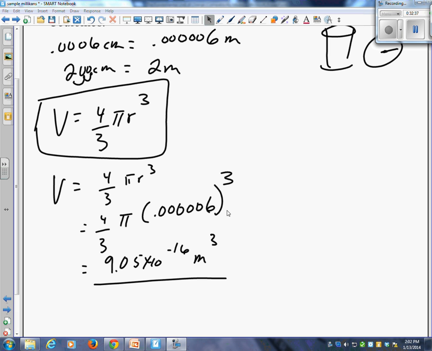Are you the teacher that prefers the pi button over the 3.1? I prefer the pi button. Okay, because other teachers, they make us use 3.1. Really? Because not everyone has the pi button. Oh, fair enough. You know what? I really don't care. If you show me your work and you get some number close to that, I'm good with that.